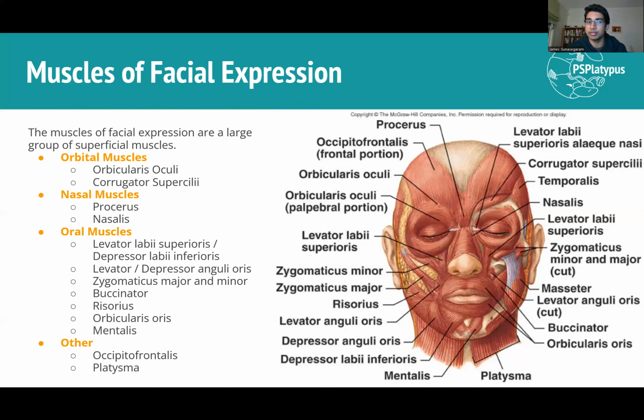In the diagram to the right, everything except for the masseter is a muscle of facial expression. The masseter is a muscle of mastication, which we're going to talk about in a little bit. So they're all involved in facial expression: manipulating your face, opening and closing your eyes, changing the shape of your mouth, all that sort of stuff. That all has to do with these guys.